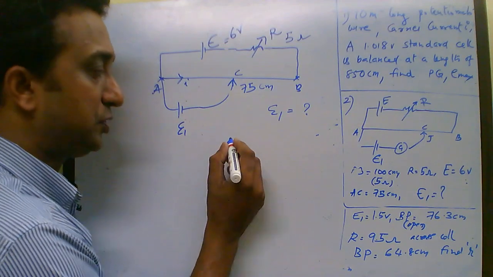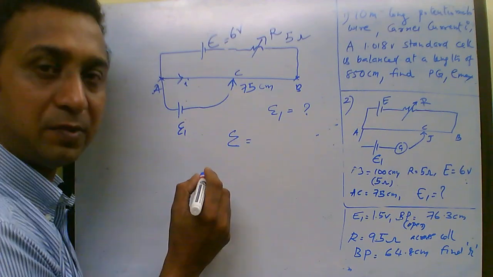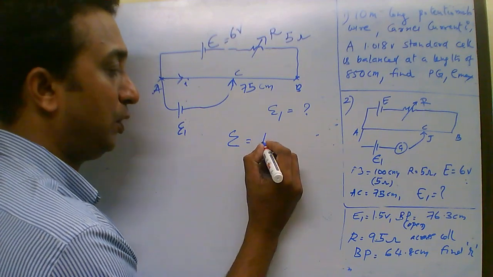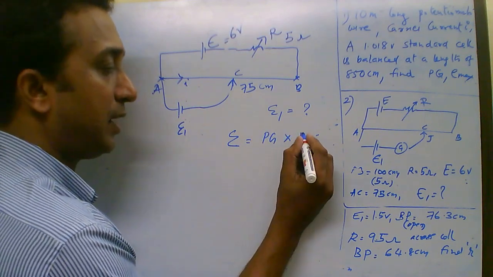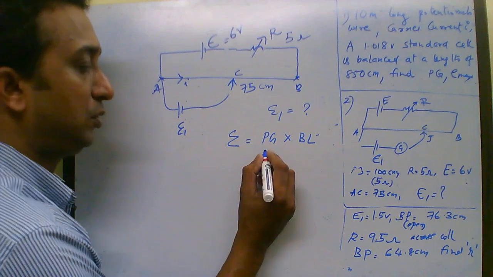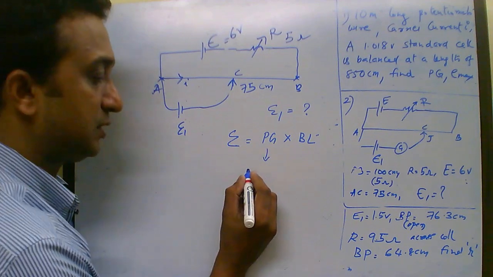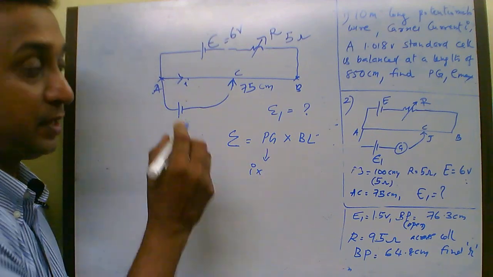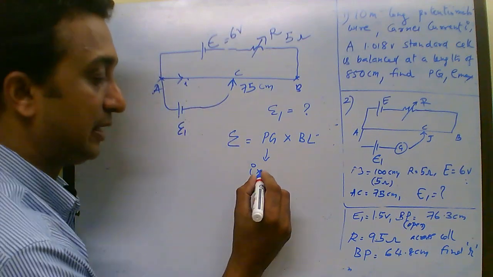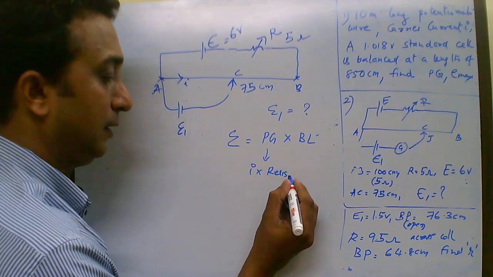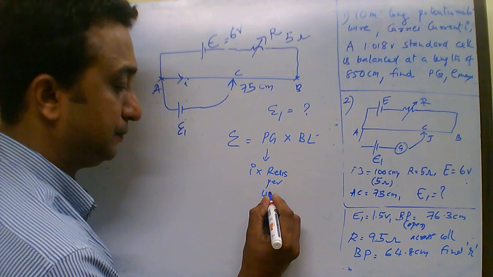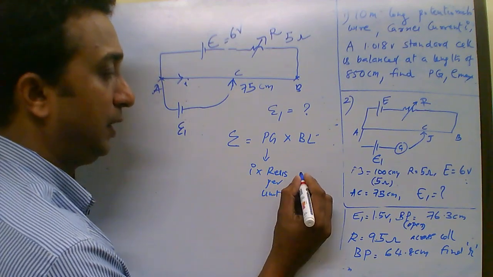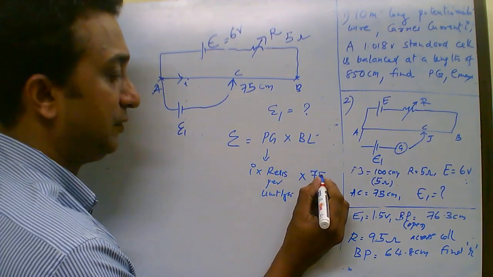So when you use the potentiometer principle, EMF of the cell is equal to potential gradient multiplied by balancing length. How to find the potential gradient? You must know what is the current flowing multiplied by how much is the resistance per unit length. So resistance per unit length multiplied by the balancing length. So it is 75.